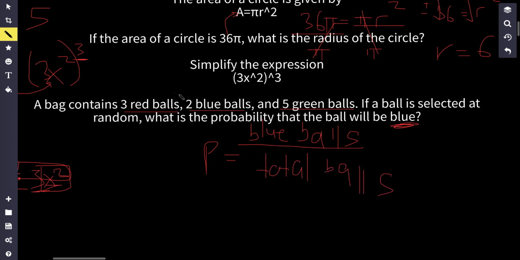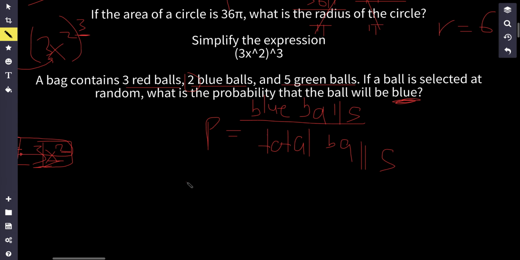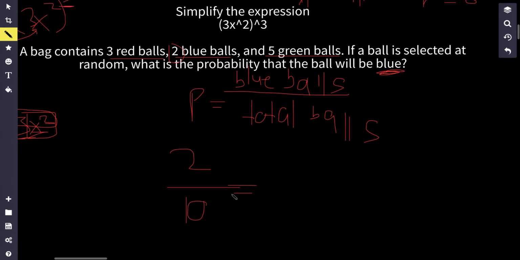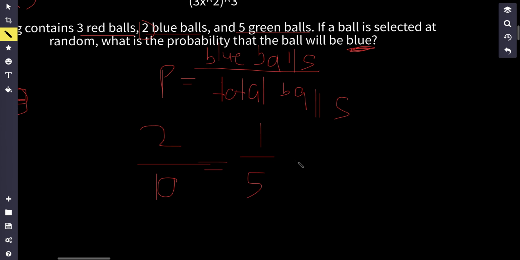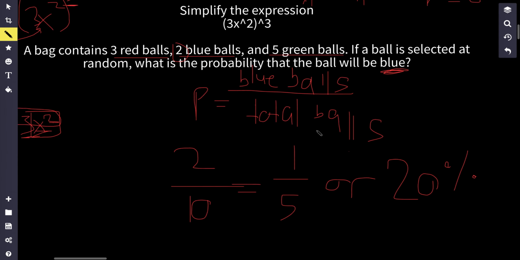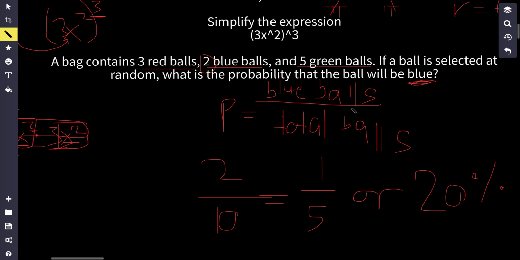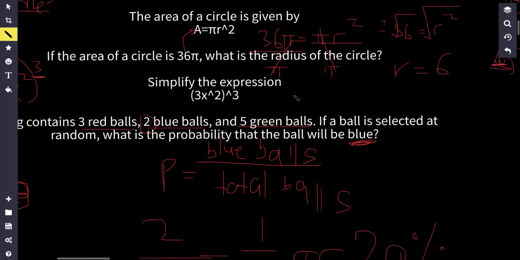So in this case, I have 2 blue balls. And in total, how many balls do I have? Well, 3 plus 2 plus 5 gives us 10. So the probability is 1/5. Or you can think about this as there's a 20% chance that I will pick a blue ball if selected at random at this point. And we're done.